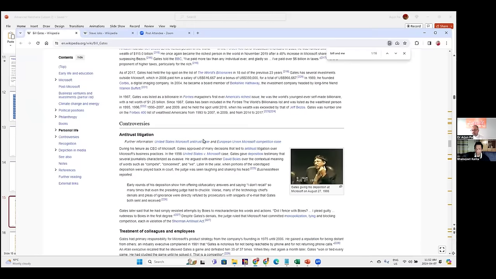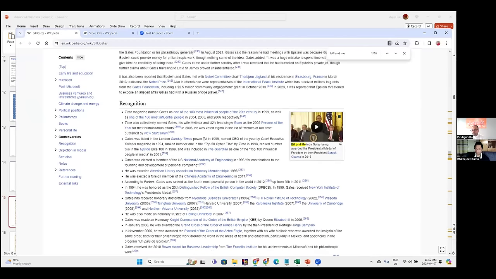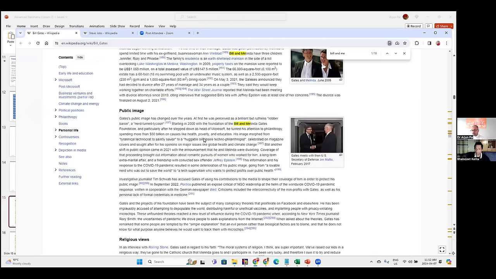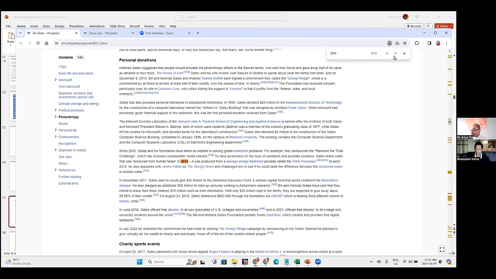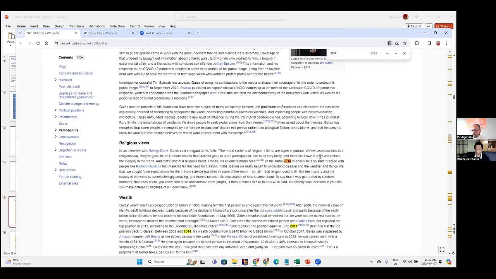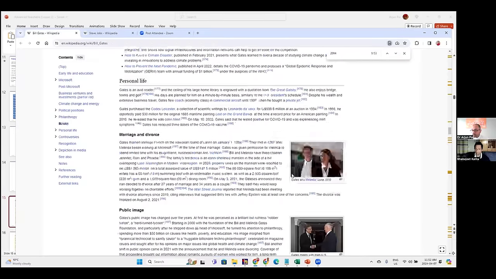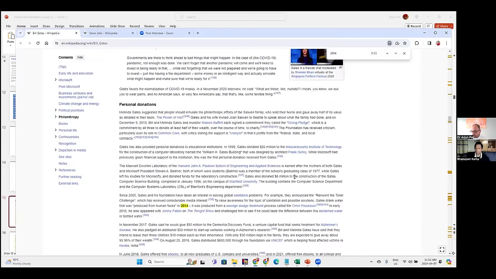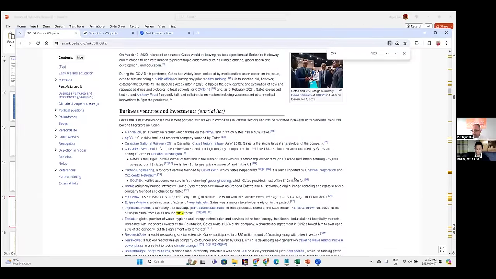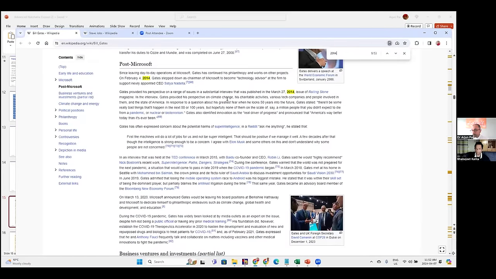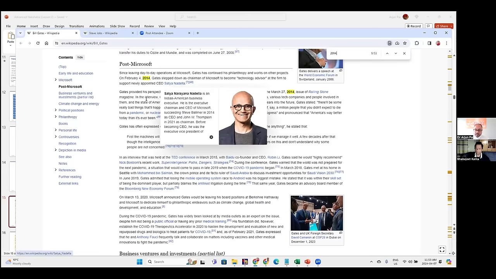I think it was 2014, if I remember. Let me find the 2014 event. On February 4, 2014, Gates stepped down as chairman of Microsoft to become technology advisor at the firm, to support newly appointed CEO Satya Nadella.